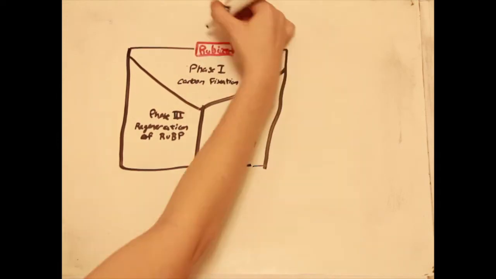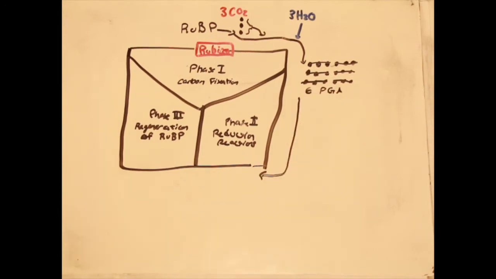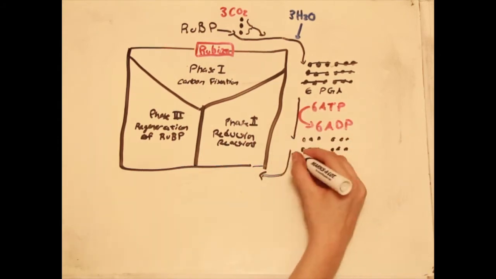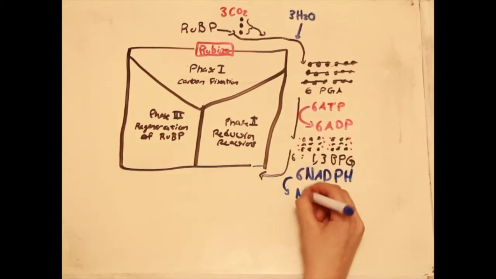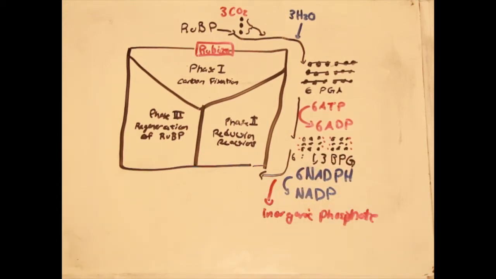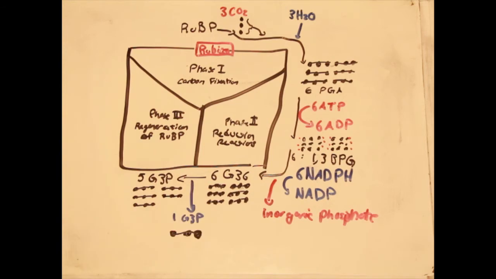The first phase of the Calvin cycle is carbon fixation. In this phase, rubisco catalyzes 3 CO2s to react with RuBP and form 3 unstable 6-carbon molecules which immediately break down into 6 3-carbon molecules known as PGA. The next phase is the reduction reactions. 6 ATPs are turned into ADP so that 6 PGA are turned into 1,3-BPG. Then 6 NADPH are oxidized to NADP, and the 1,3-BPG is turned into 6 G3P. One of these G3Ps exits the cycle as the final product.